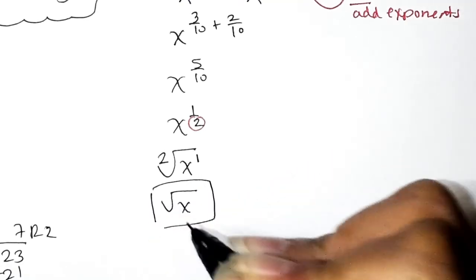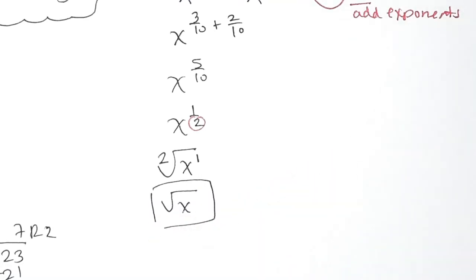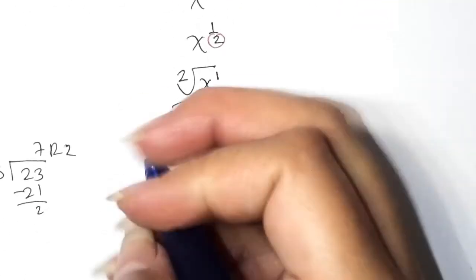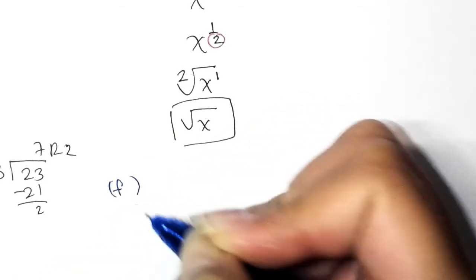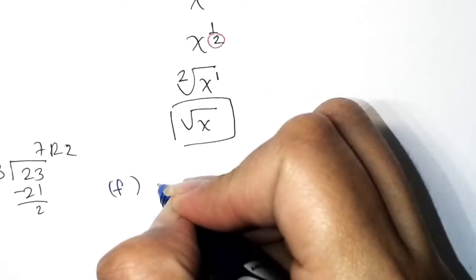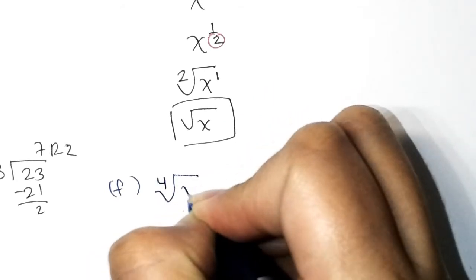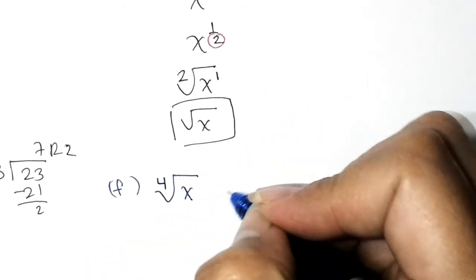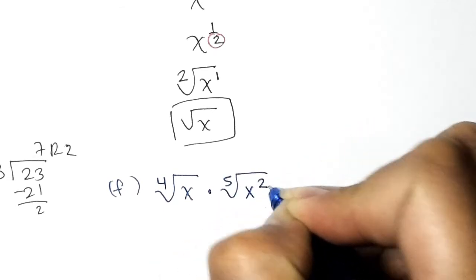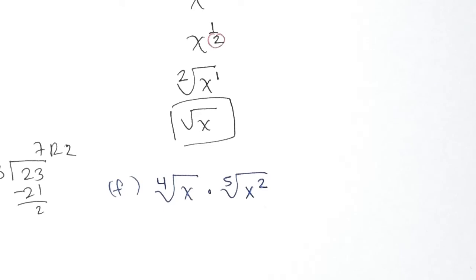Fantastic. So let's go ahead and knock out our, I don't even know how to count, but it's letter F. I think that's 6. Okay, so F, where am I? We have 4th root of x times 5th root of x squared.